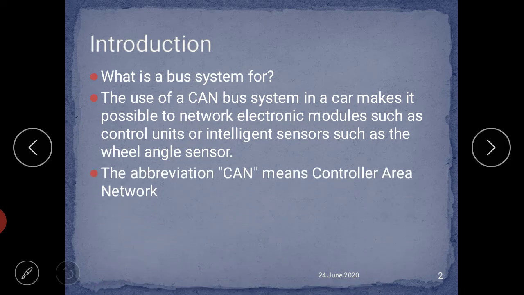The abbreviation CAN means controller area network. So CAN stands for controller area network. So all the controllers are connected to each other by two common wires, CAN high wire and CAN low wire.